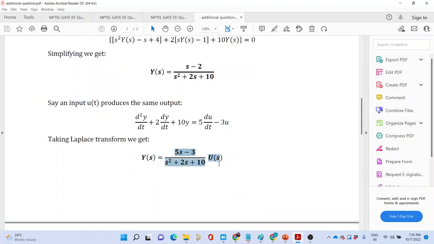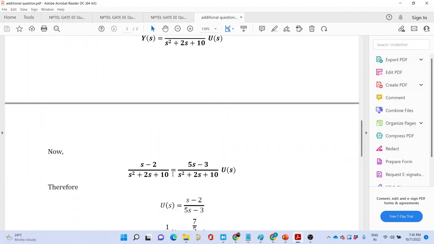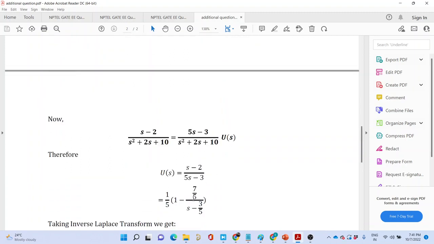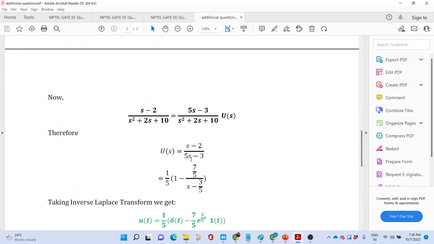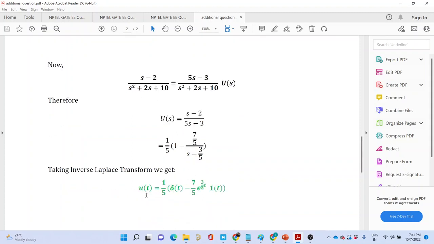So now you equate these two equations. You equate these two because you have been told you have to find an input which produces the same output. So if you equate these two, you end up getting this. So U(s) becomes (s minus 2) divided by (5s minus 3). And then you break it up like partial fractions and you get u(t) equal to this.